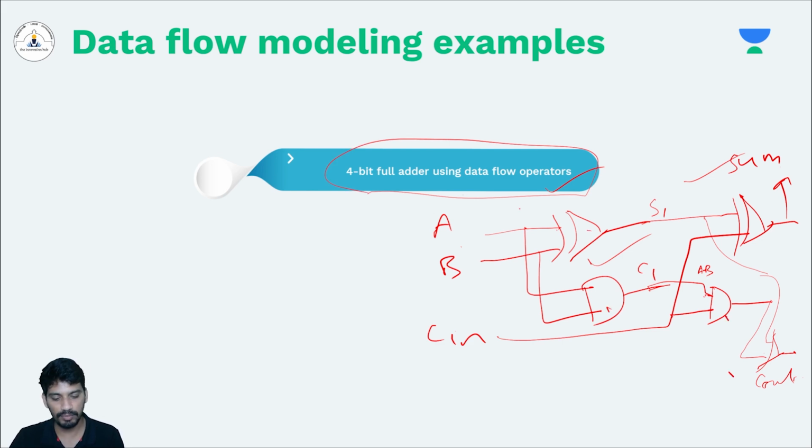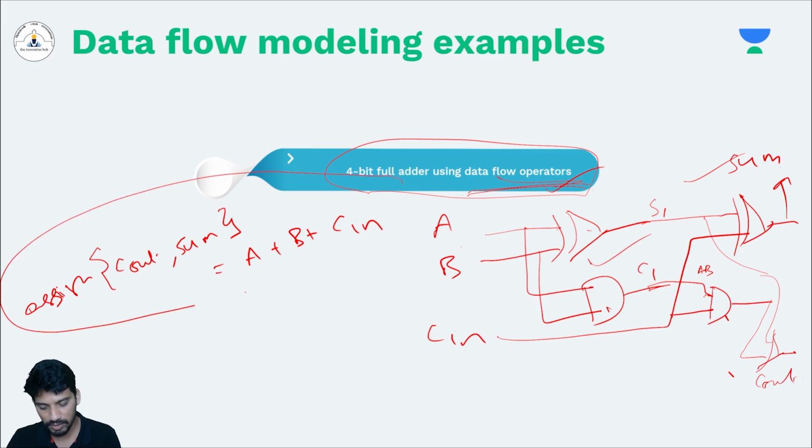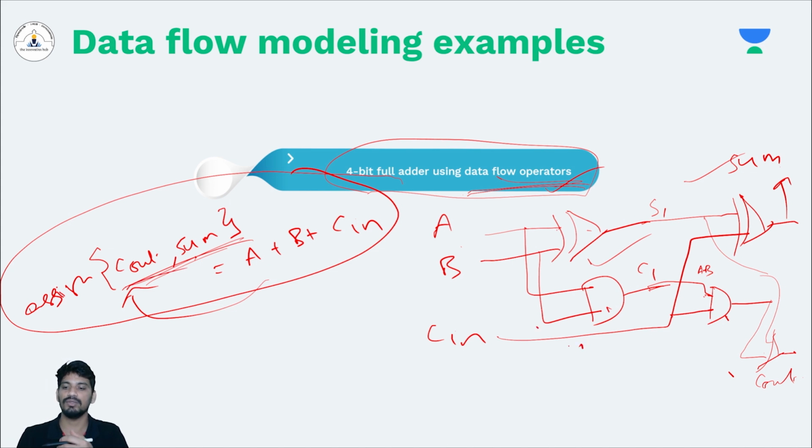But if I want to define it using simple data flow operators, how do I do that? I'm using the concatenation operator: assign {C out, sum} is equal to A plus B plus C in. Simply by writing this, you get both the C out and sum outputs of the full adder. That is how you can simplify a complete logic circuit into data flow operators in data flow modeling. We'll cover these examples in the live coding and apply different test vectors to check whether they work properly.